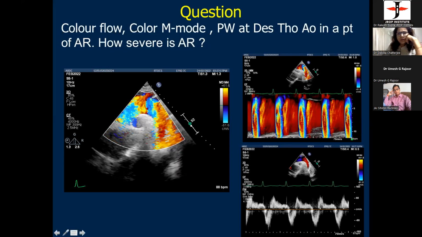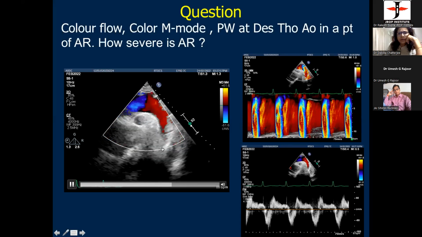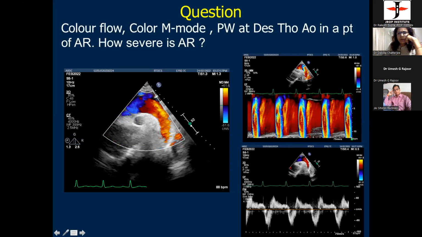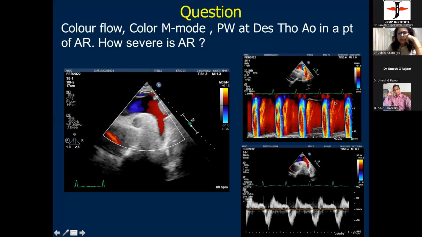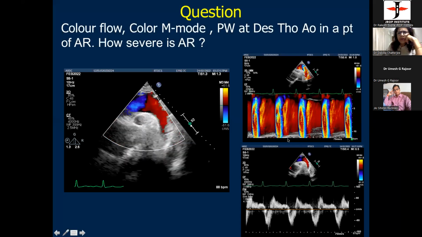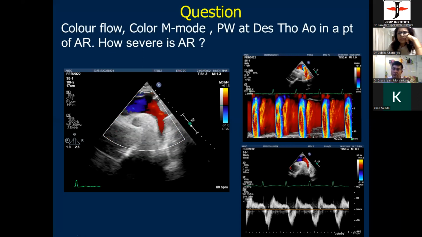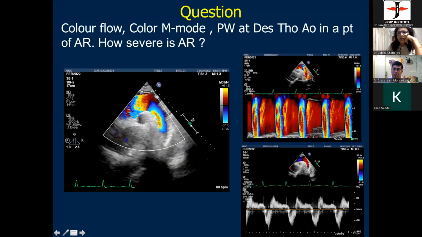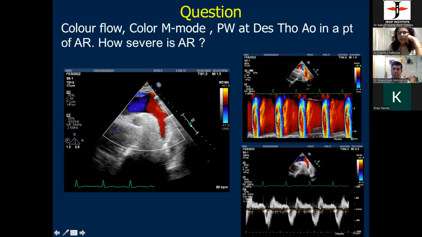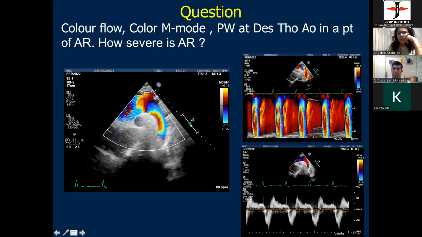Now describe the color M mode. What do you see in the color M mode? I have kept the cursor at the descending thoracic aorta and I've done the color M mode. Can you describe it? Anybody? Holo-diastolic flow reversal. Very good. Which color is indicating holodiastolic flow reversal? Red color, ma'am.